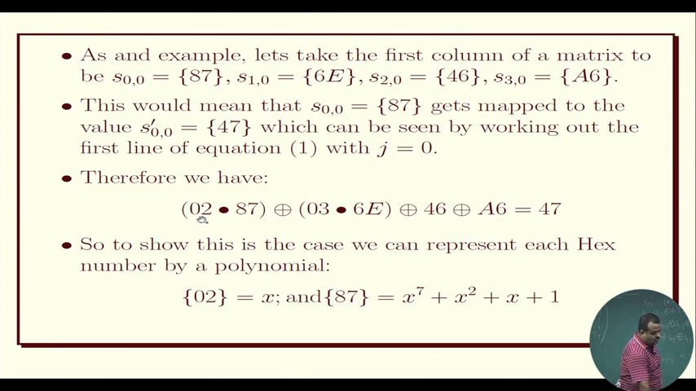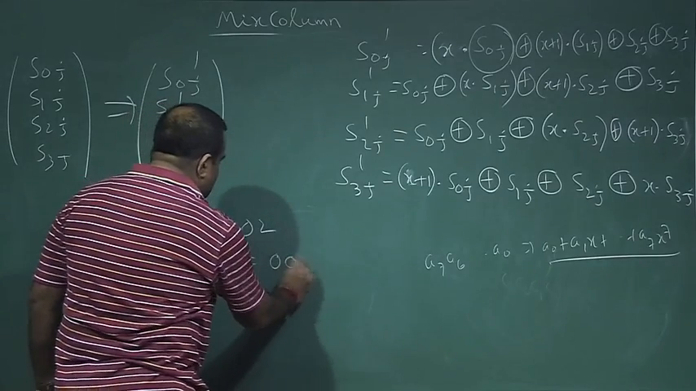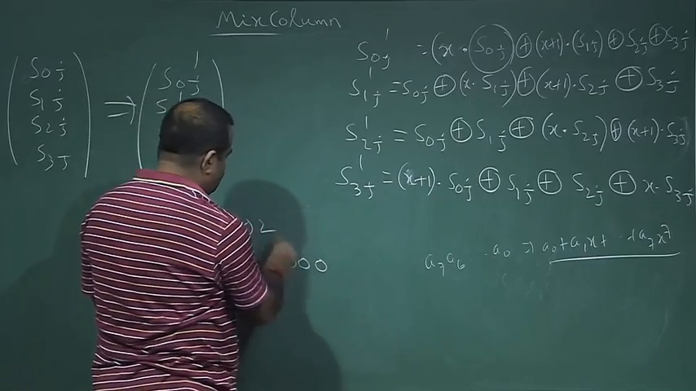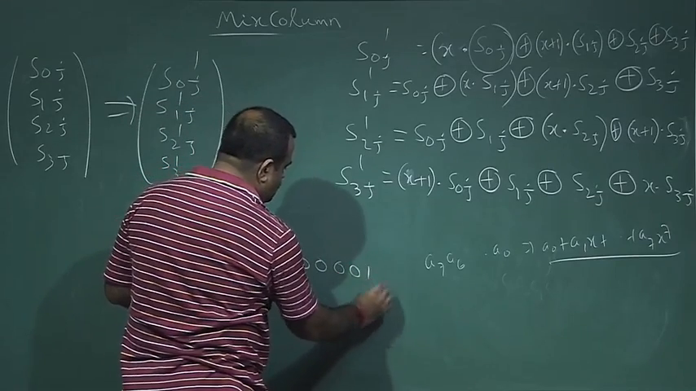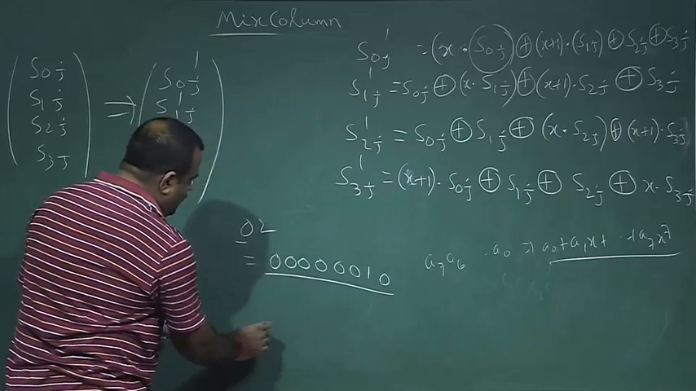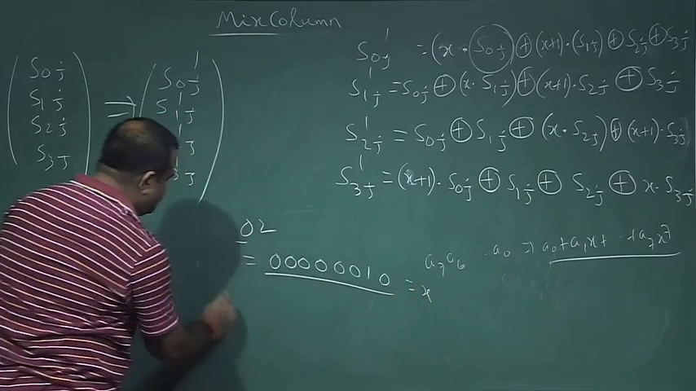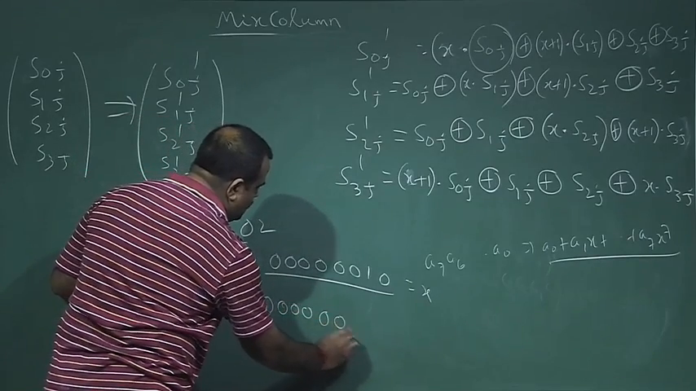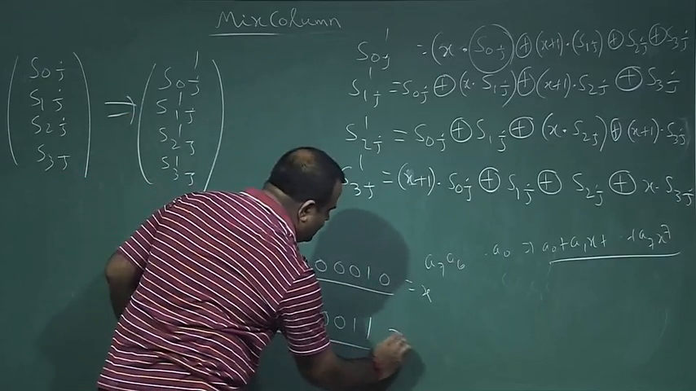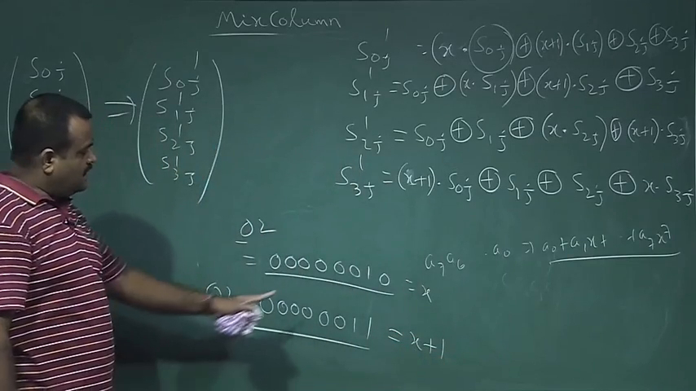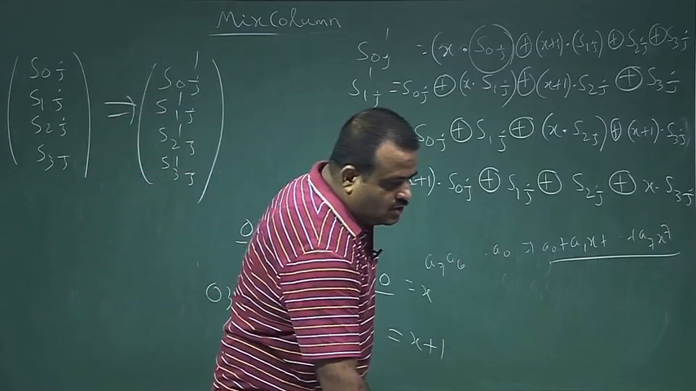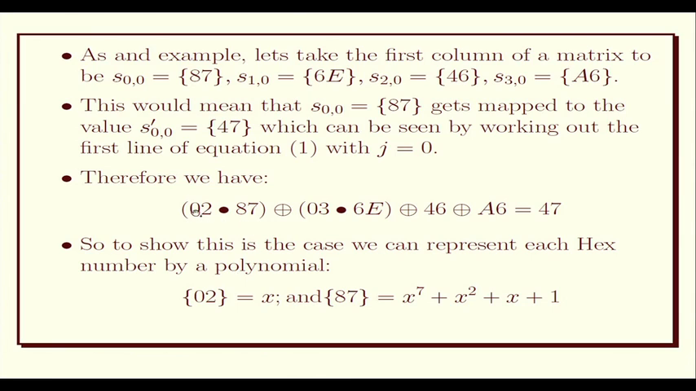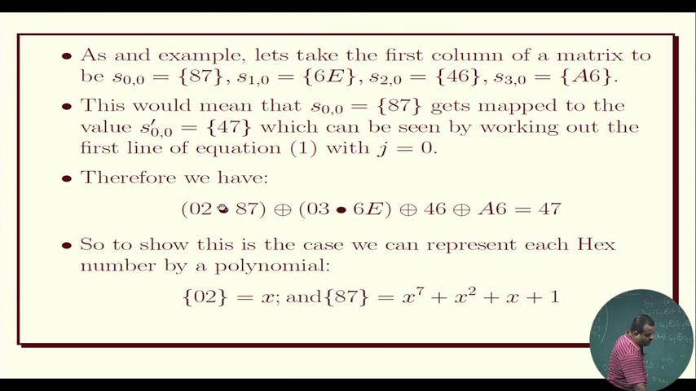So, this is 0 into 2, which means it is just x. 02 means all zeros; this is in hex notation, and 2 means 0 0 1 0. So, this is basically x, and 03 means 0 0 1 1. So, this is basically x plus 1 in this system. So, this is basically x into this, the field operation we need to perform.